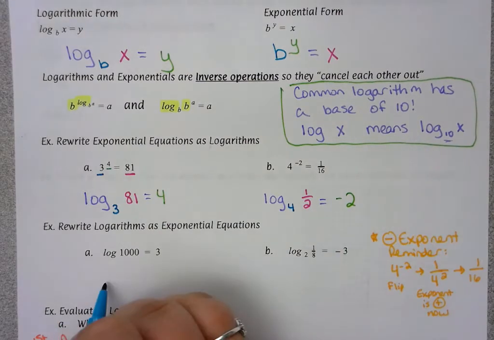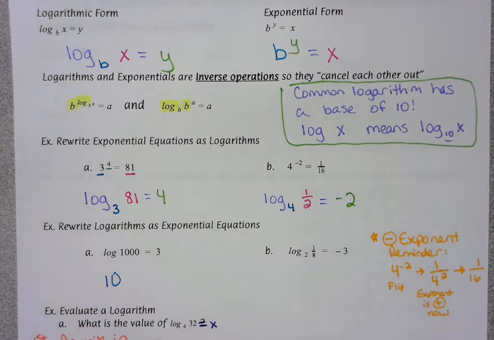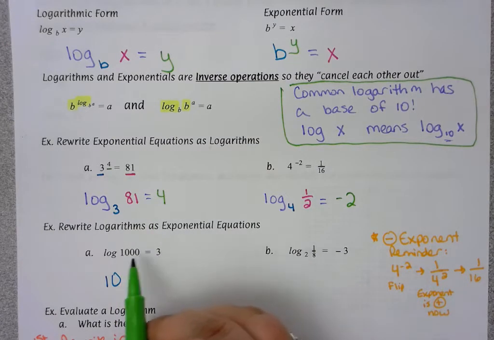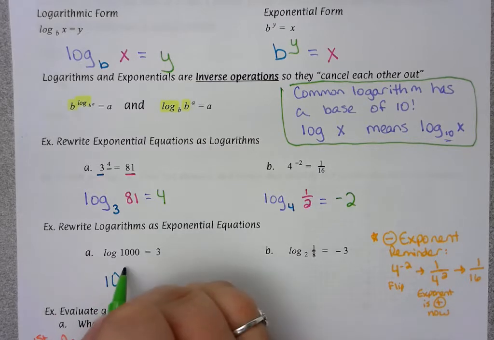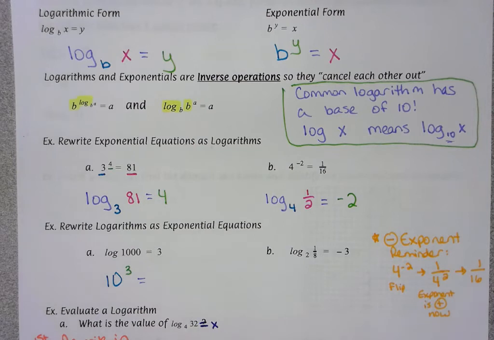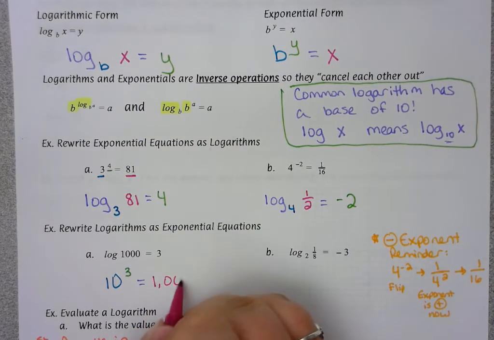It means I have a base of 10. So my base is 10. My exponent, which one of these do you think is the exponent? They trade places, so the exponent is 3, and that will equal 1,000. Now, when it's in this form, you can check it.